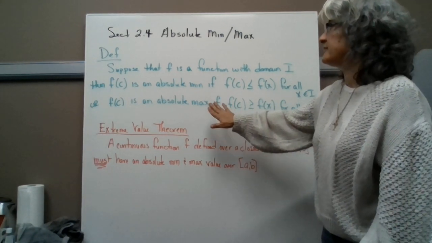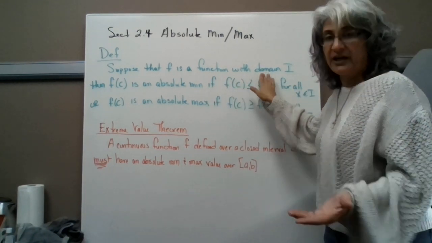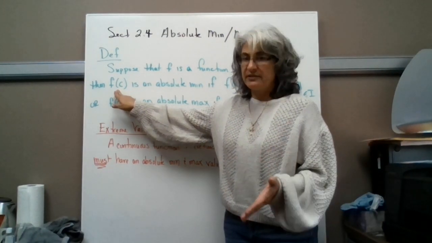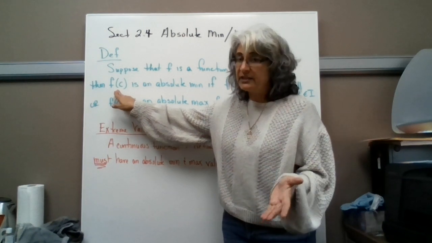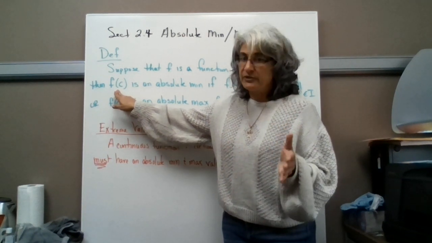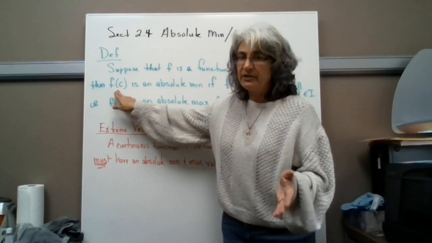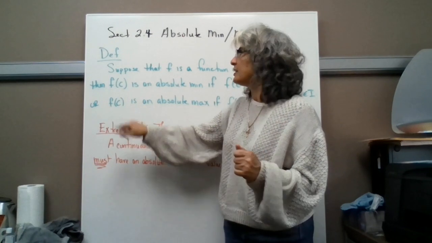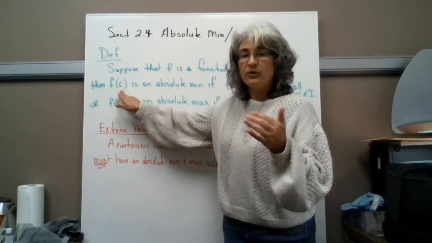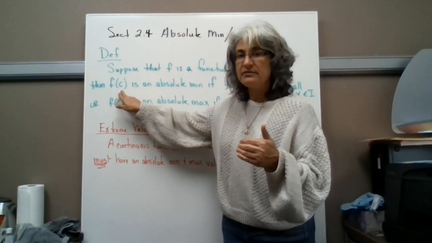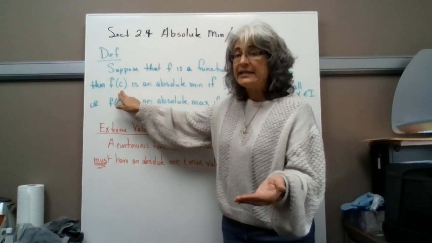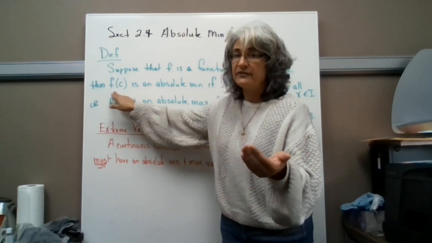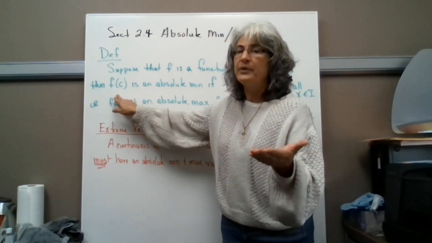This definition says, suppose that f is a function with a domain of I. Then, f of c, remember, c is the critical value. How do you find it again? You take the first derivative, you set it equal to 0, and then you find that number. That's your c. F of c is the y value when you plug in the critical value. It is the y value when you plug it into the original function. Notice it says f of c, not f prime, but f of c.